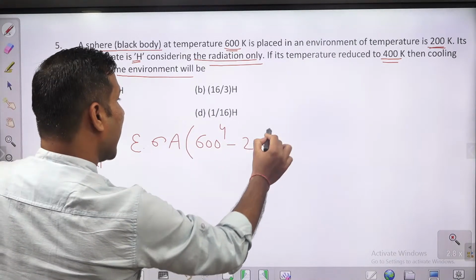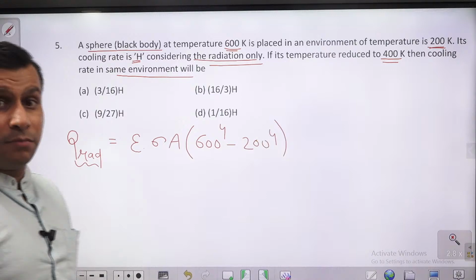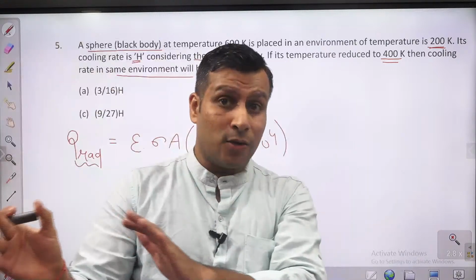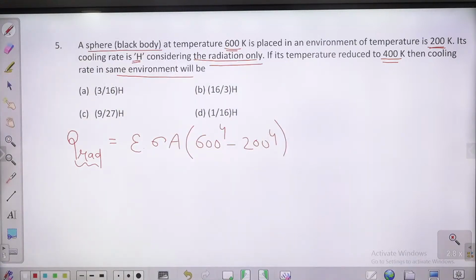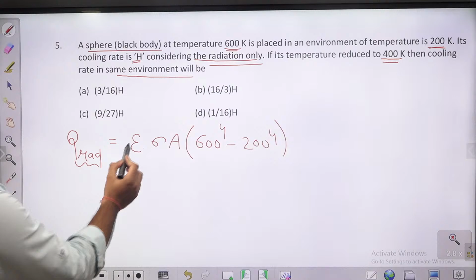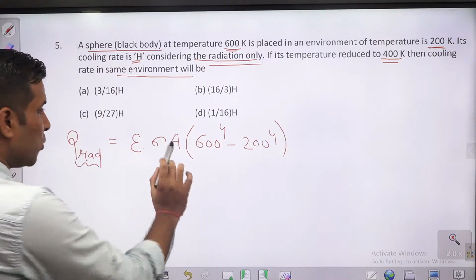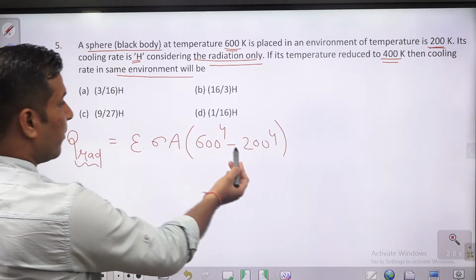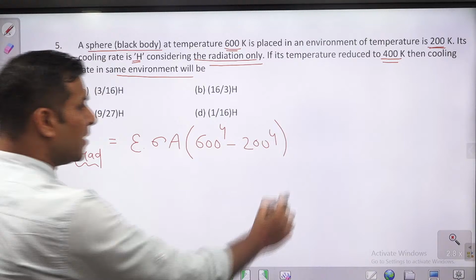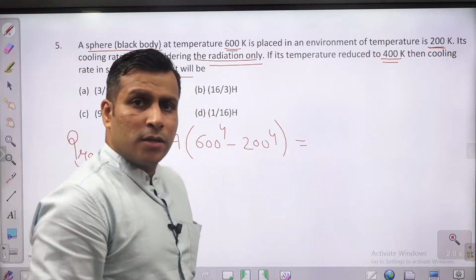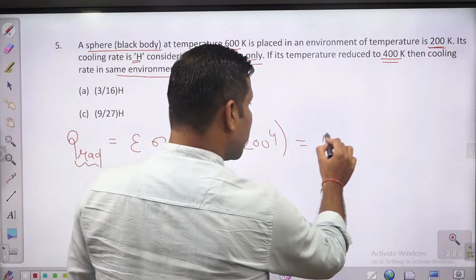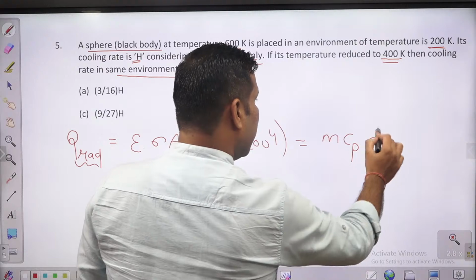Yes or no? A small body in a large enclosure. Yes or no? So this will be what kind of radiation heat transfer? Q radiation equals emissivity of the body, Stefan-Boltzmann constant, area of the body, 600 to the power 4 minus 200 to the power 4. And this is equal to what, guys? This is equal to the mass, Cp, dT by dt.